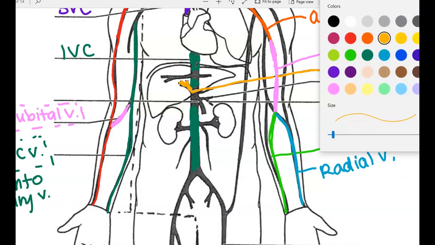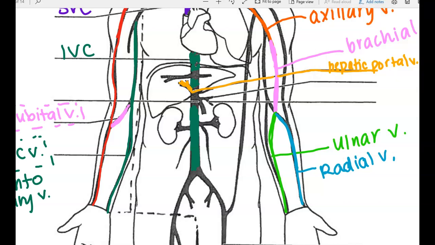Remember, draining into our hepatic portal vein on the closer to the right side of our body is going to be the, oh, I shouldn't have drawn that quite like that. Okay, let me draw our hepatic portal vein a little further down so this makes sense as far as how we're draining blood. There we go.